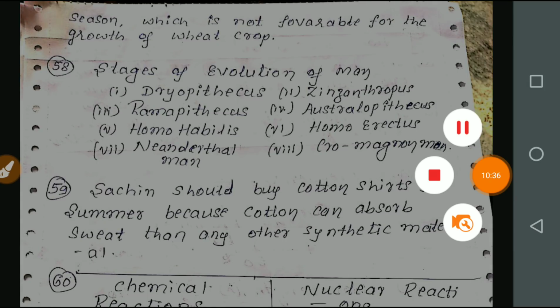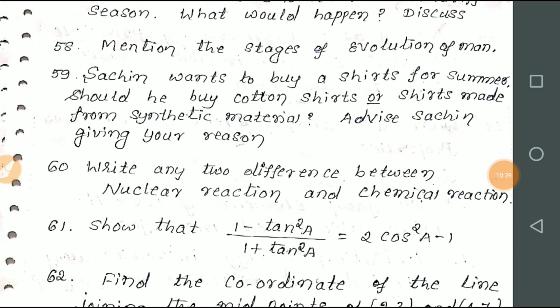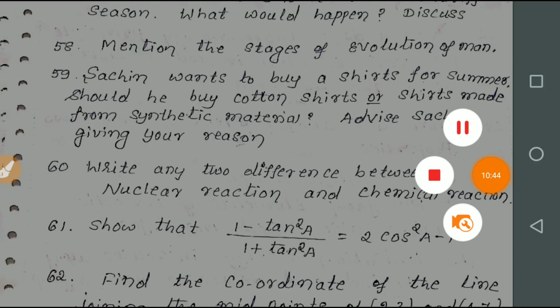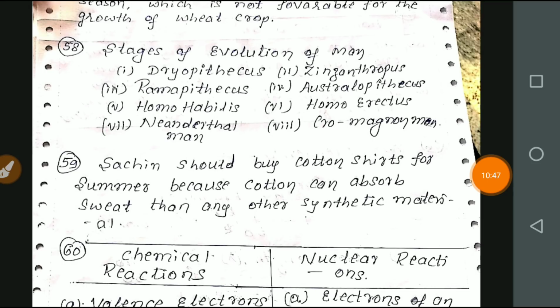Next question. Mention the stages of evolution of man. There are so many stages. Stages of evolution of man is as follows. First one is Dryopithecus. Second, Ginjanthropus. Third, Ramapithecus. Fourth one, Australopithecus. Fifth one, Homo habilis. Sixth, Homo erectus. Seven, Neanderthal man. And eight, Cro-Magnon man.